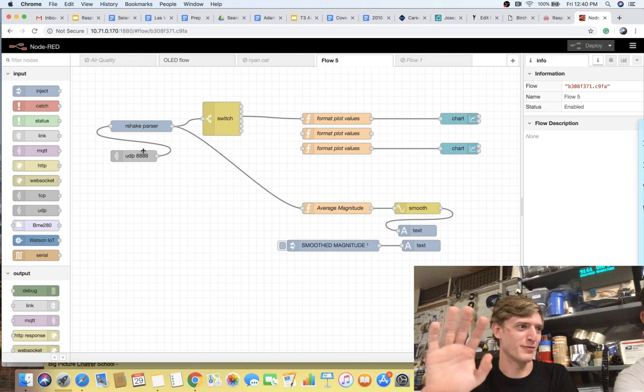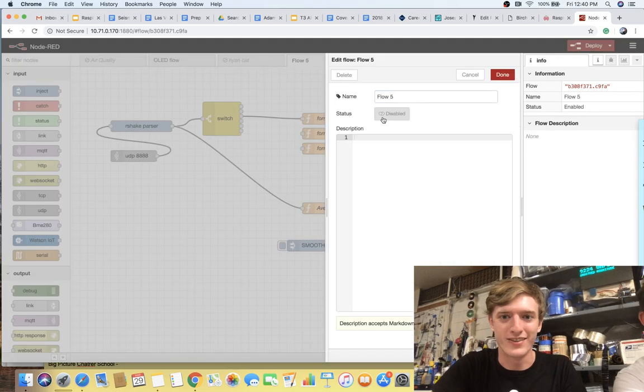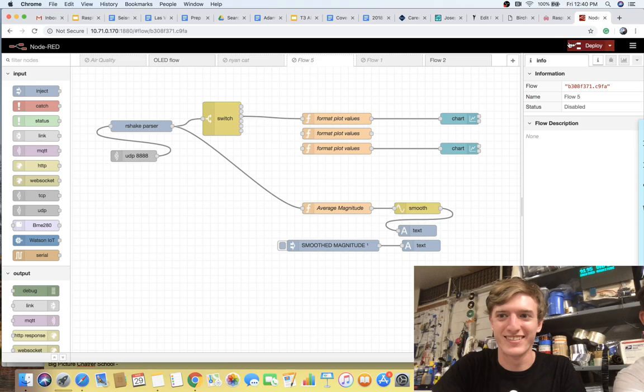We can make another flow and start from scratch if you want. Yeah, that might be good, just so that we know what we've got. I'll steal this node here, because we're gonna set that up anyway. Love stealing nodes. Okay, so we disable this flow, so then we'll see the screen behind us. We'll stop displaying that stuff.